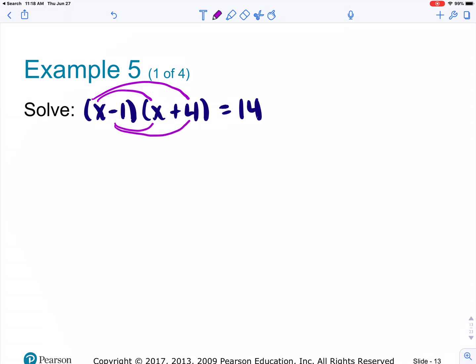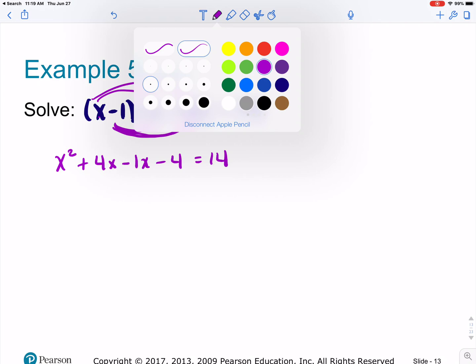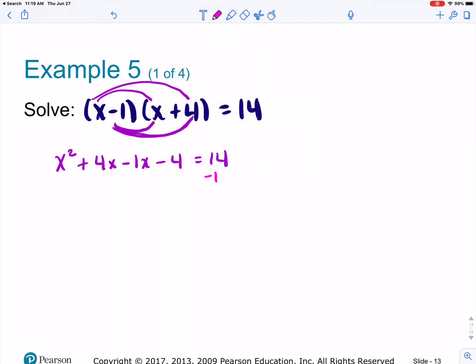So x times x is x squared. X times 4 is 4x. Negative 1 times x is negative 1x. Negative 1 times 4 is negative 4 equals 14. So now what I do is I go ahead and I flip this. So I'm just going to subtract 14 from here and there.